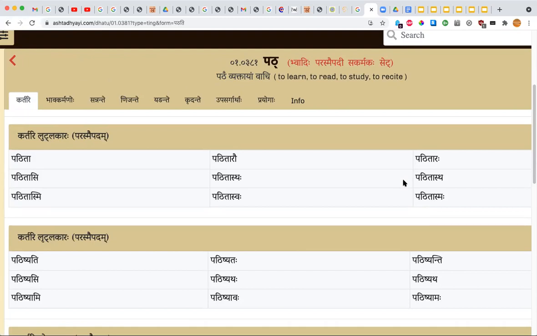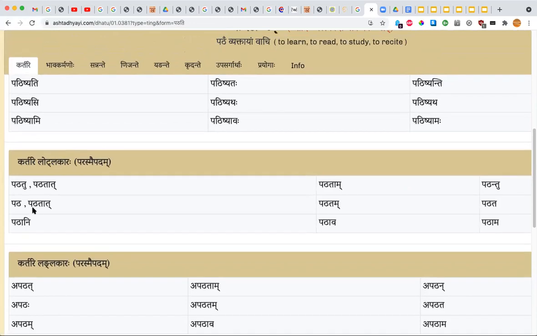Madhyama Purushe. Patha, Patatam, Patata. You're hiding the screen, I'm trying to see if you remember. Patani, Patava, Patama.